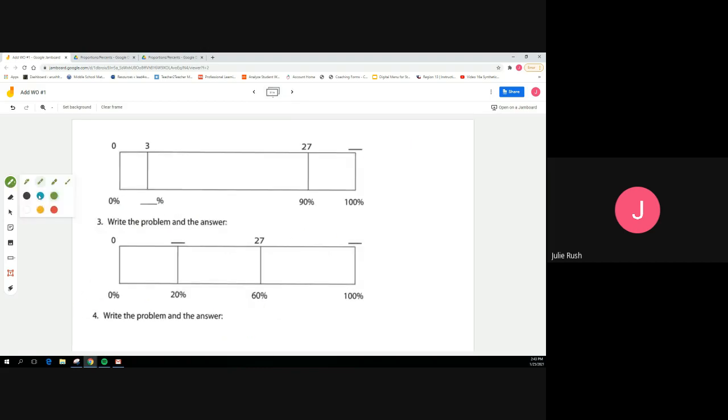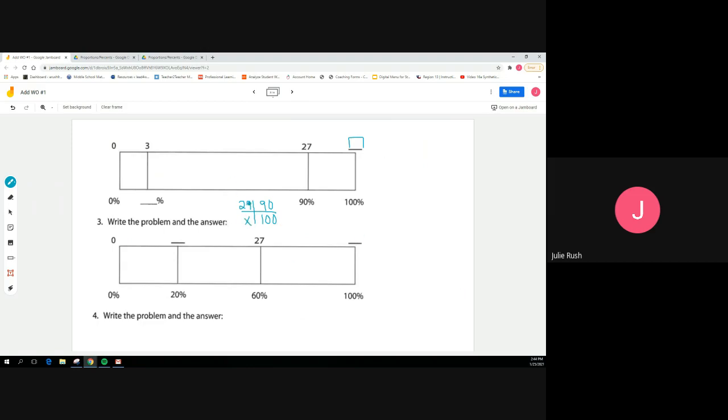Problem number 3, we are given 0 and 0, 3 and an open percent, 27 and 90%, and 100%. And we are looking for our total. So I know the 27 is equal to the 90. 90 is a percent, so it always has a denominator of 100. Notice that I'm writing my percent on the right and my numbers on the left, and that's totally okay, okay? Lots of ways to write them.